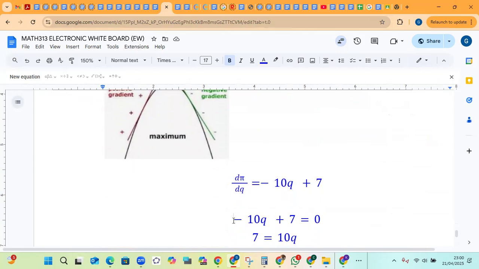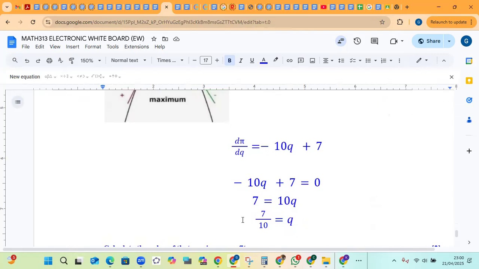And here in this example, minus 10q plus 7 is equal to 0. And then you solve for the value of q. You add 10q on both sides. So negative 10q becomes positive on the right side. And then you divide by 10. So q is equal to 7 over 10. So let us see if this is what was done in this example.